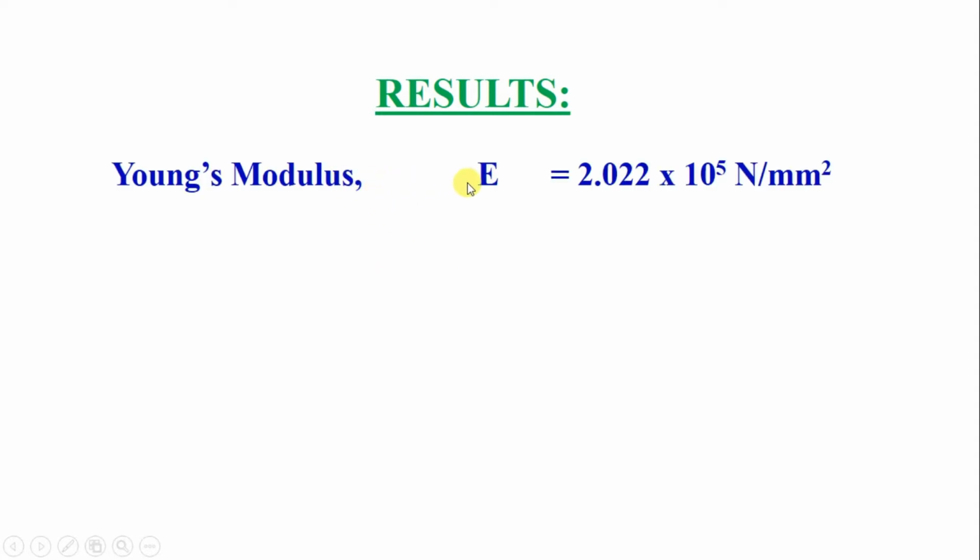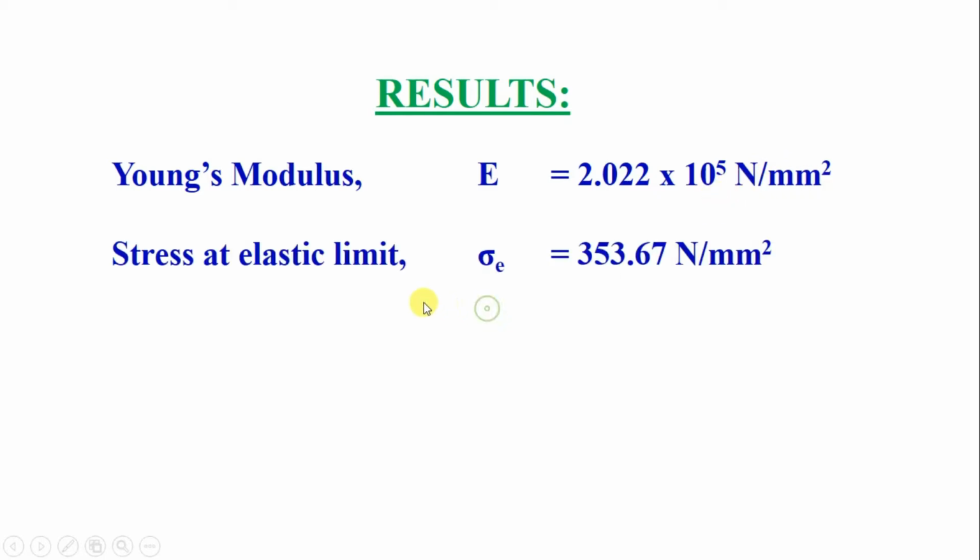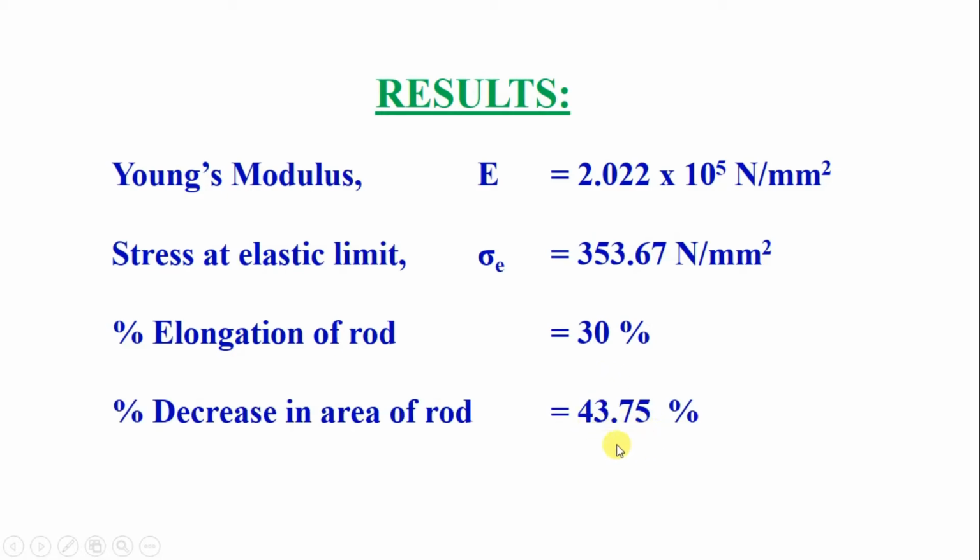Let's check the results one by one, what we have worked out. We have found out Young's modulus E as 2.022 into 10 power 5 Newton per mm square. The stress at elastic limit we found to be sigma E is equal to 353.67 Newton per mm square. The percentage of elongation of rod we found as 30%, and the percentage decrease in area of the rod we found as 43.75%. So this is the final result of the given problem.